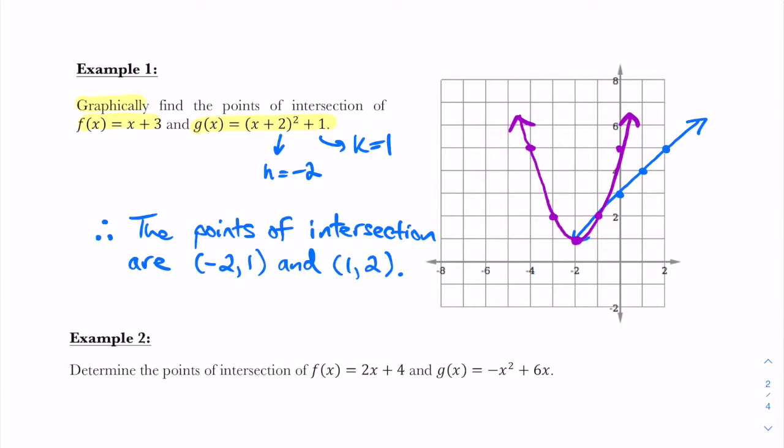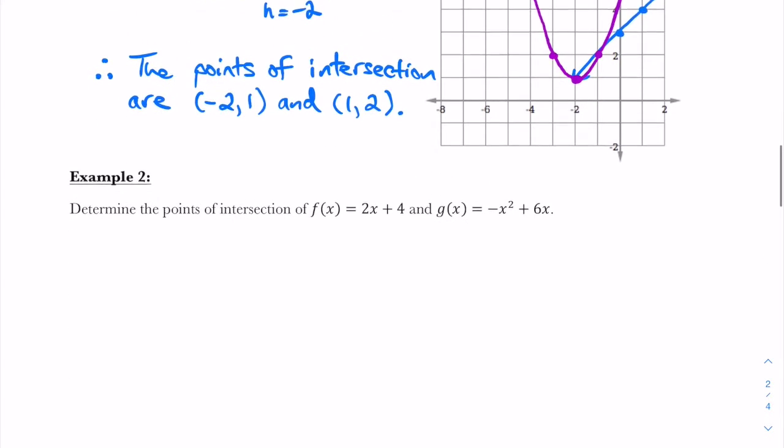As you can see from this method, it's quick and easy, but unfortunately it's not always very accurate. In our case, we lucked out because our points of intersection were fairly clear, but sometimes you'll have to estimate them from the graph as best as you can, and that's perfectly reasonable depending on what you're asked to do. Let's move on to example 2.